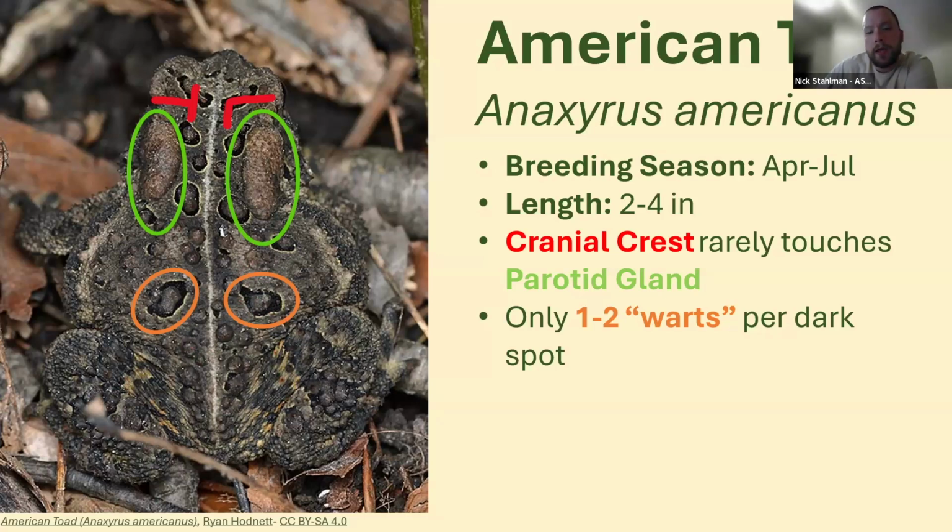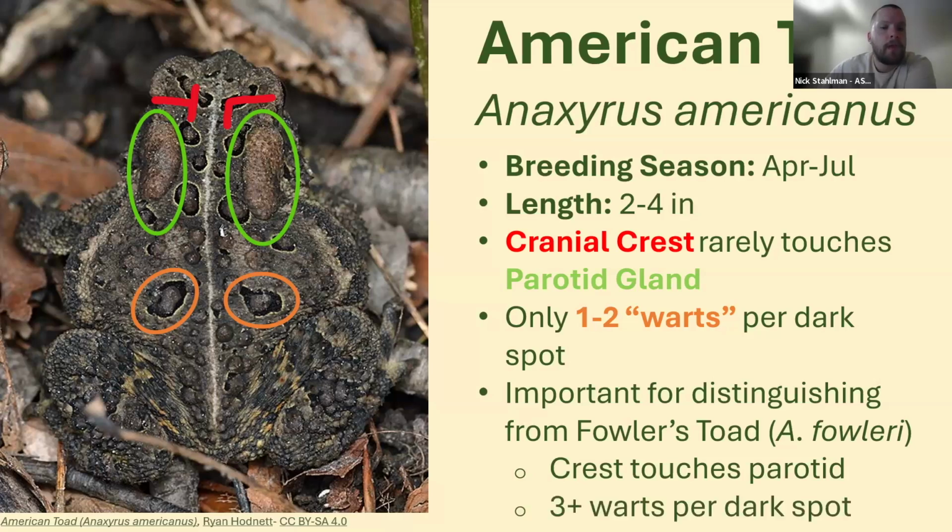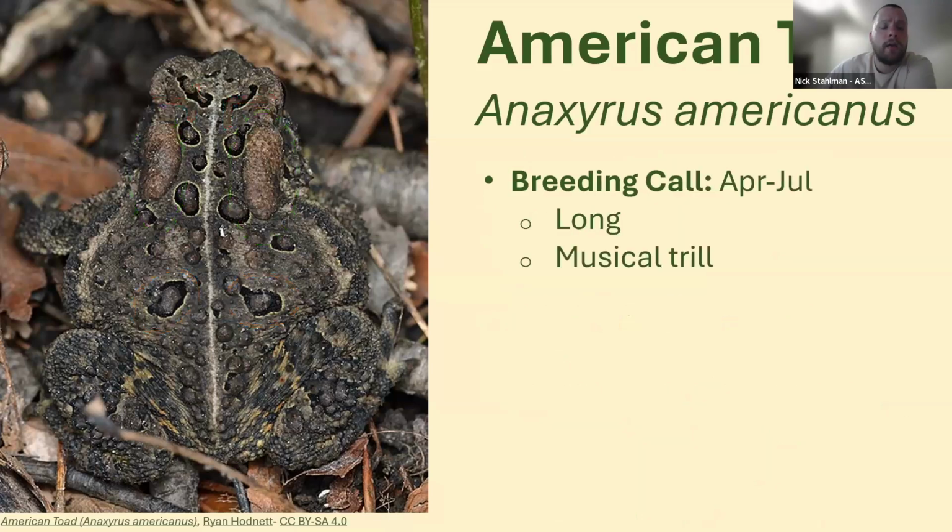And it's important to think about these to distinguish them from the Fowler's toad. The Fowler's toad is much less common in our area, but it is still present. And in the Fowler's toad, the crest touches the parotid gland, and the warts are smaller. So you're going to have 3 or more per dark spot. And as far as their call, it's very long. It can go on for 20, 30 seconds, and it's kind of a musical trill.